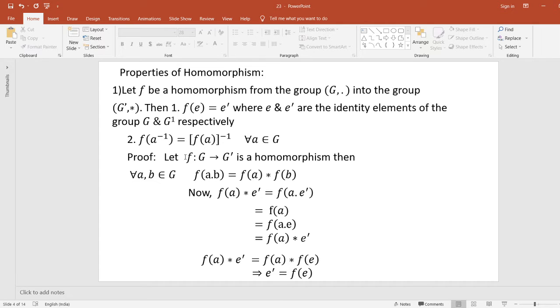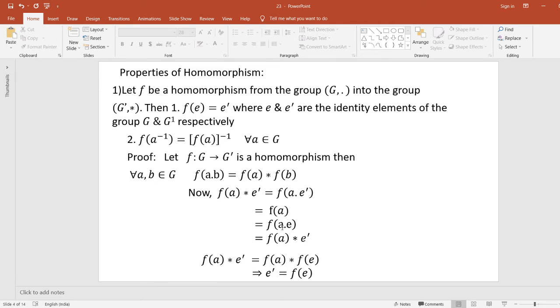First, we prove the first one. Let f from G to G' be a homomorphism. Then, for all a, b belongs to G, f(a·b) = f(a) * f(b). We can write like this because the function is defined from · to *. Consider f(a) * e', which doesn't change anything, is equal to f(a)·e'. We can write like this because it's just an identity element multiplied with this. We got the same result, that is f(a).